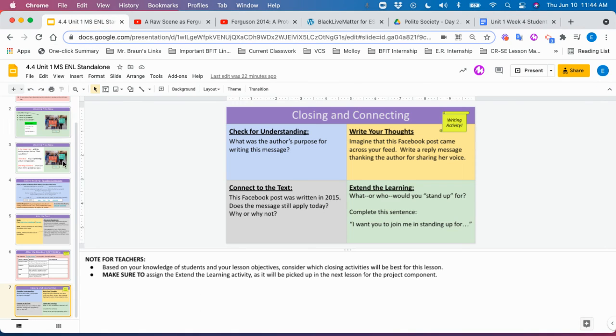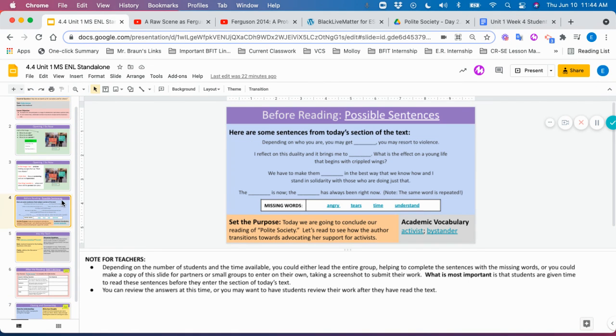So at this time, students could begin jumping into the before reading activity, and I hope your students will enjoy discussing the second portion of this famous text, Polite Society. Enjoy the lesson.